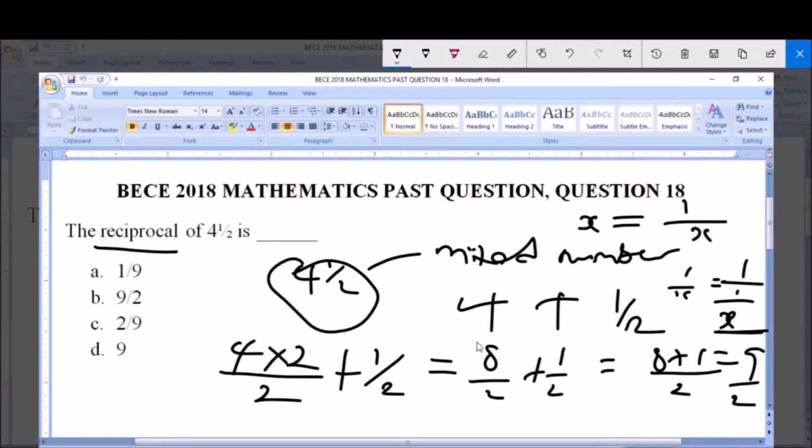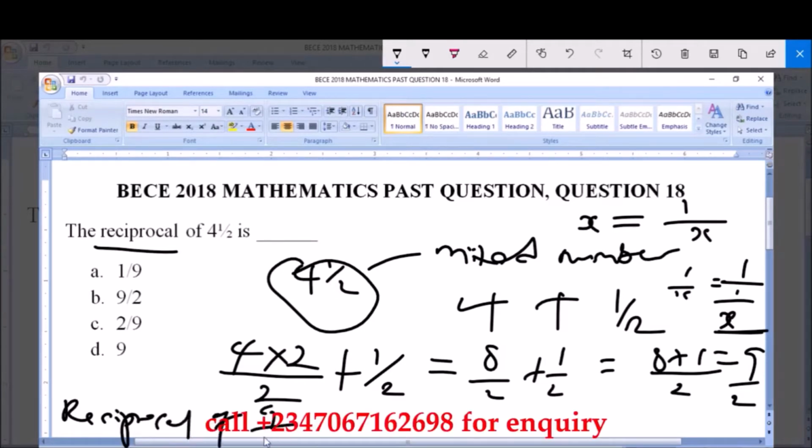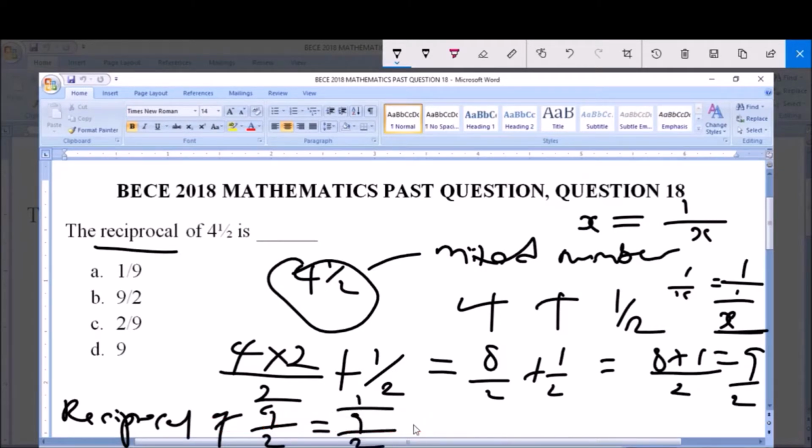Now we have 4.5, which is equal to 9 over 2. Now the reciprocal of 9 over 2 will be equal to 1 all over 9 all over 2. And this is equal to what?